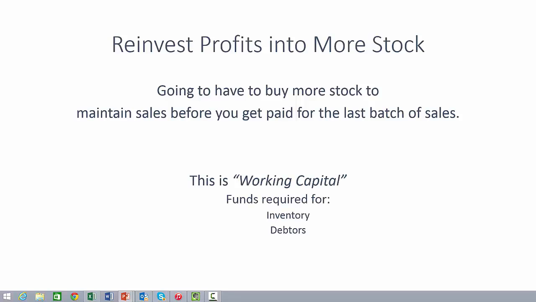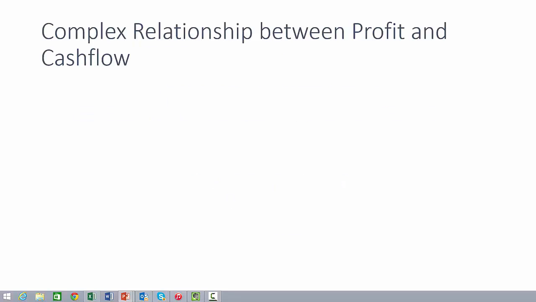And this is basically working capital, the funds required for inventory and debtors. There's a complex relationship between profit and cash flow, and it's not something you can work out in your head. Now, for the Amazon business, we've got a fairly tight series of assumptions, so it means that we can limit the relationships and the number of variables. But even for this Amazon business, we've got 8 factors that affect the profit.